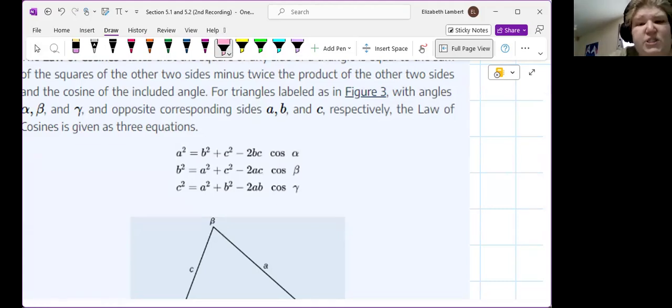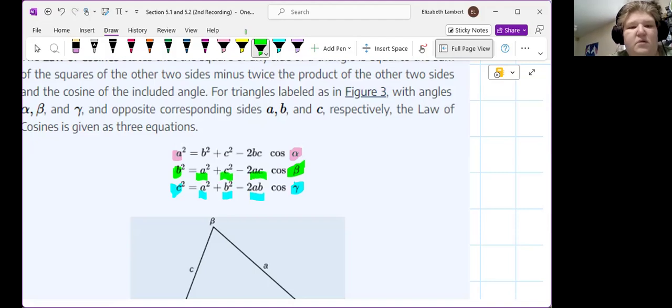So what you want to pay attention to is alpha here goes with A, beta here, B there. If gamma is here, then C is here. Notice the rest, I've got A, B, A, B. So it follows a pattern. At the ends, I know my angle, I label it. The side that goes with it is going to be way on the other side of the equal sign. And then the first part of it is like a weird Pythagorean theorem.